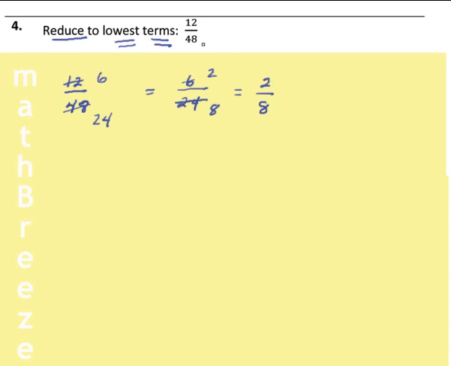So far 12 over 48 has been reduced to 2 over 8. Now, can we still divide numerator and denominator by a number? Well, yes. Both are divisible by 2, so let's divide by 2.